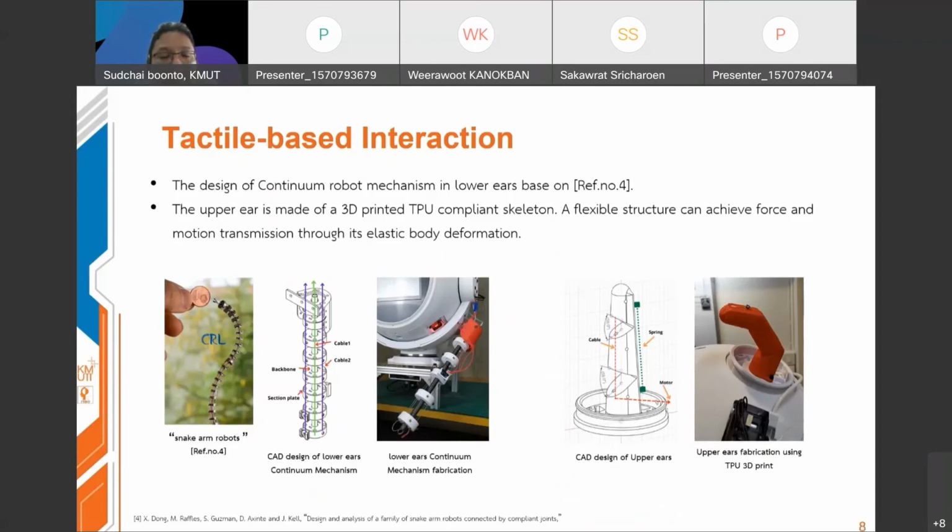The continuum robot mechanism is selected for the lower ear, with its advantage in flexibility and an elastic body. We designed the continuum robot based on the snake arm robot from reference number 4. On the right picture is the design that we came up with for the upper ear. The upper ear is made of a 3D printed TPU material compliant skeleton. This structure is a flexible mechanism that achieves force and motion transmission through elastic body deformation. The compliant mechanisms are designed using topology optimization of the structure.